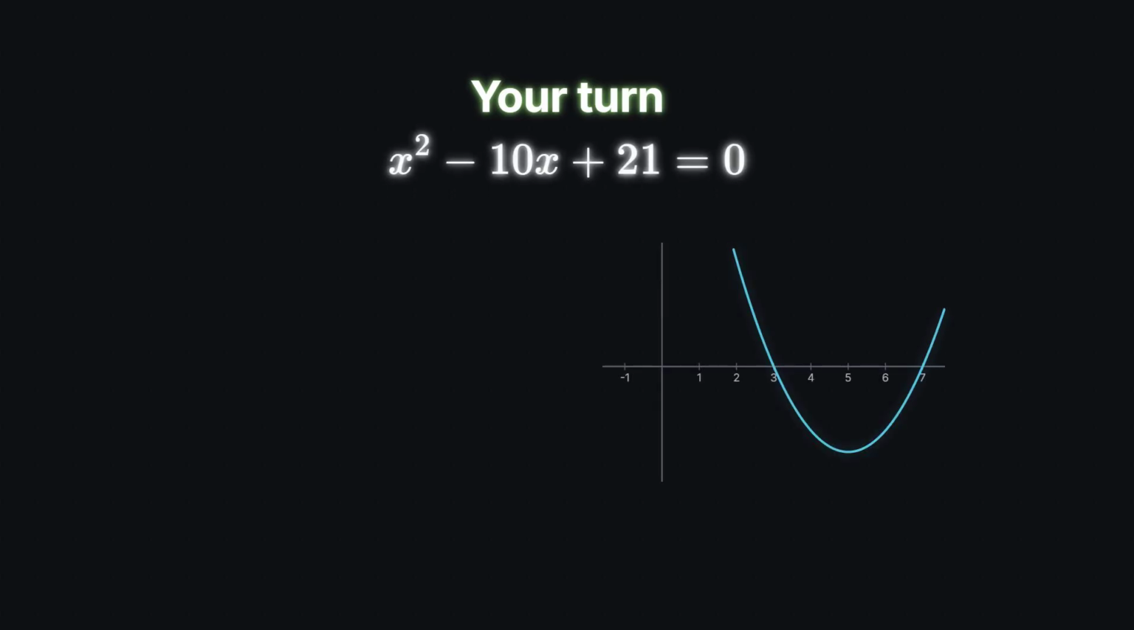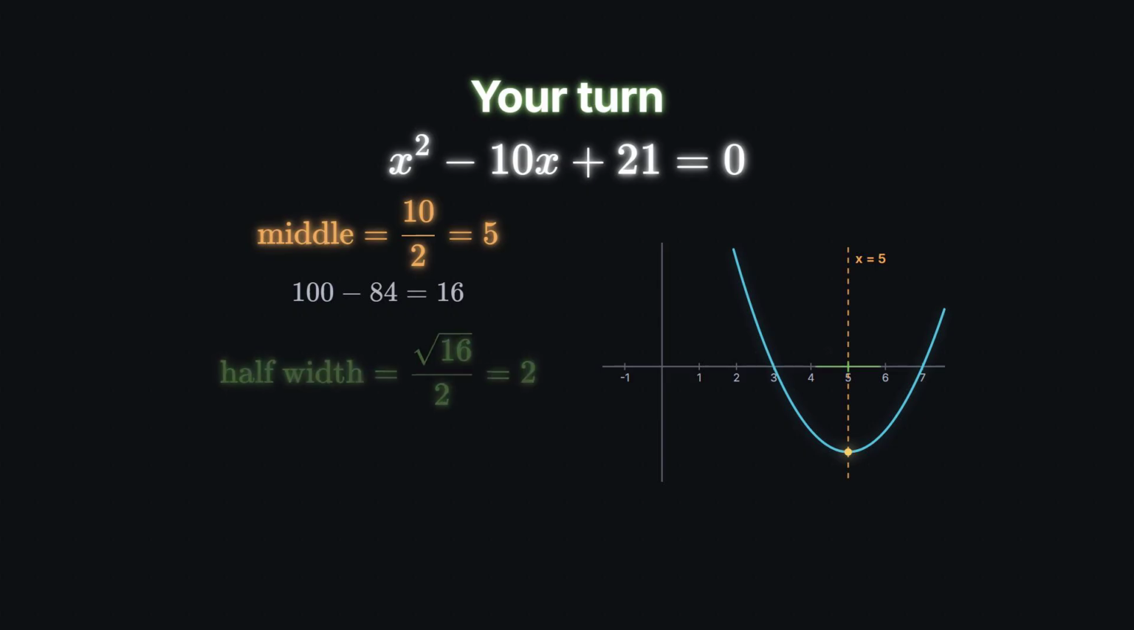So here is one to try, and I want you to beat the formula with it. X squared minus 10x plus 21. The middle first. 10 over 2, 5. Then the half width. B squared is 100. 4ac is 84. 100 take 84 is 16. Root 16 is 4, over 2a, which is 2. Half width, 2. Pause here if you want to finish it yourself.